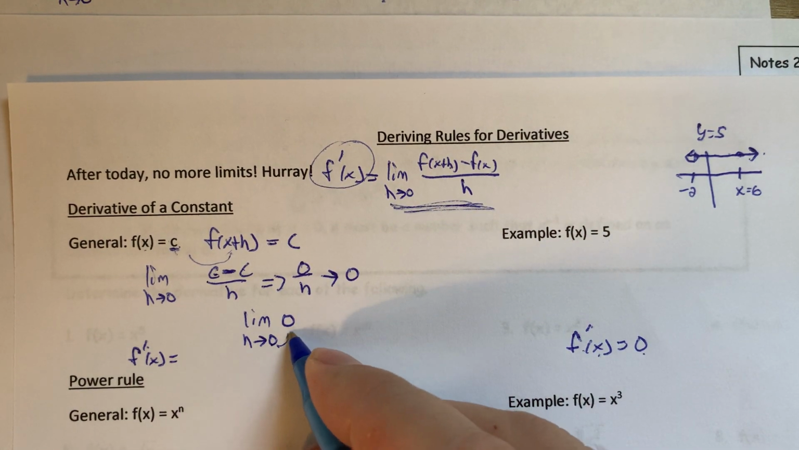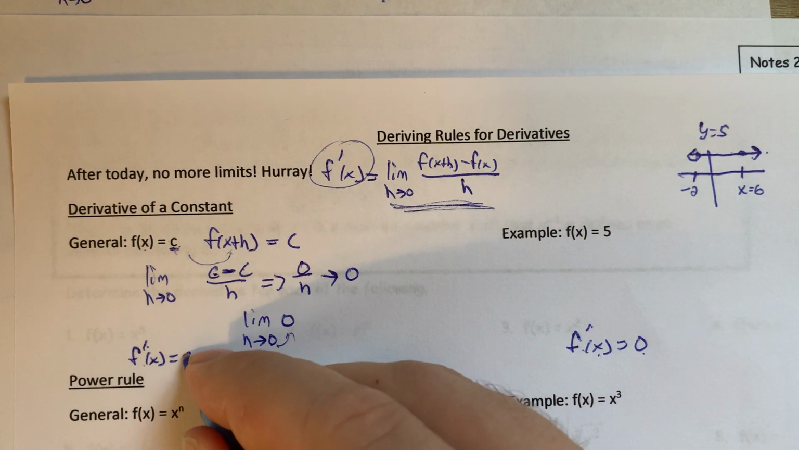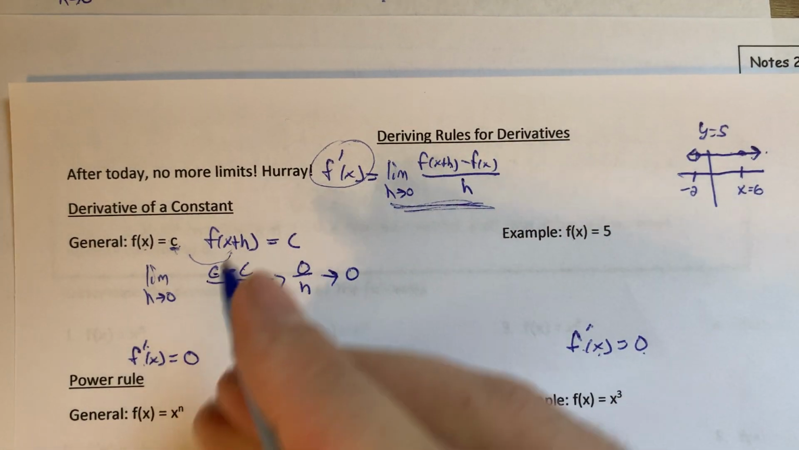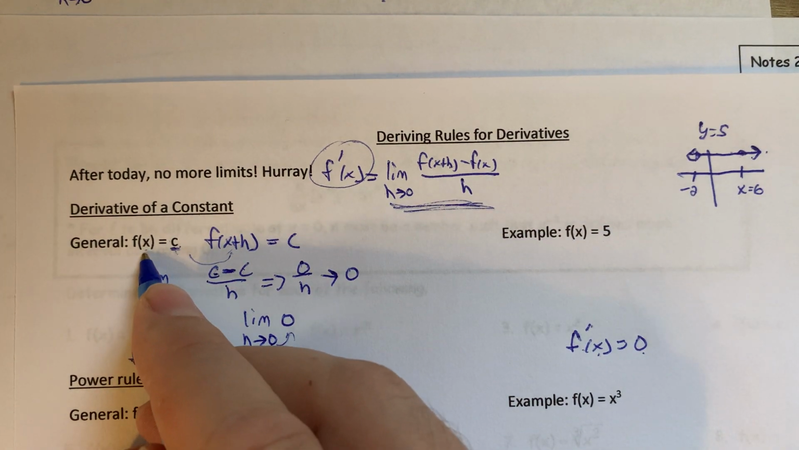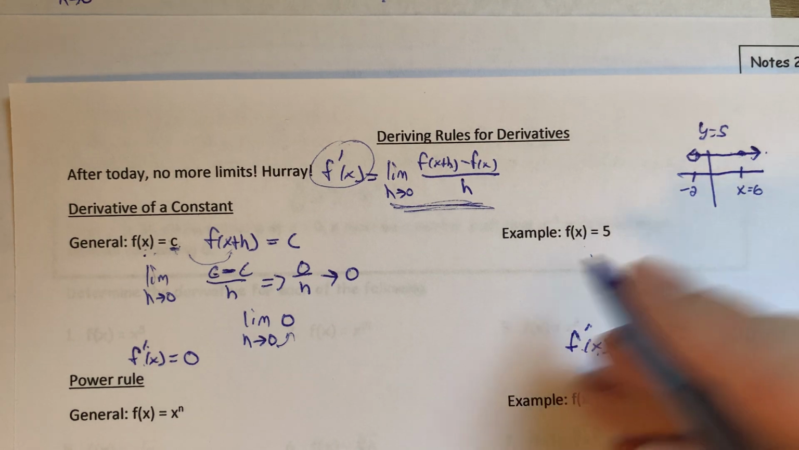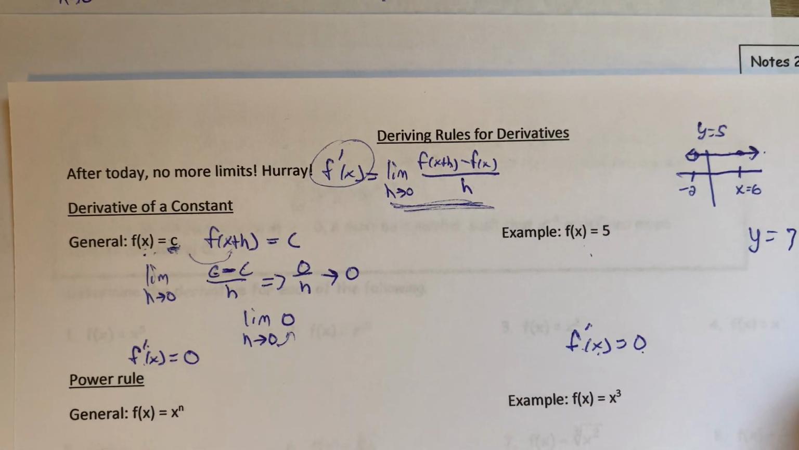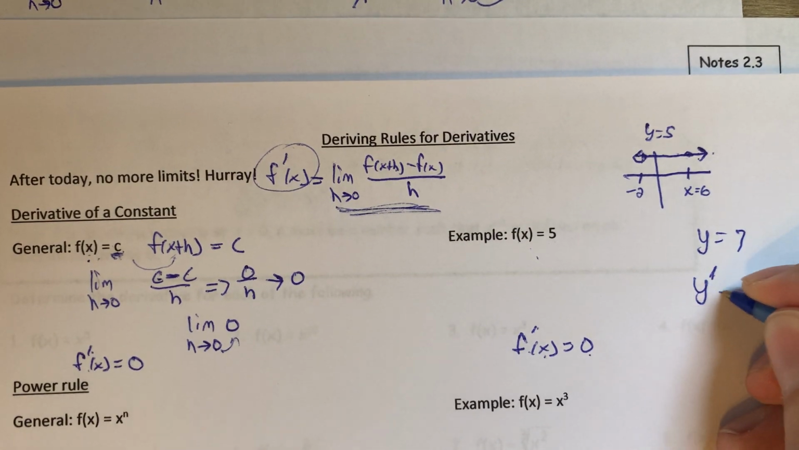And that's just direct substitution. There are no h's. It's the constant properties of limits. And so the derivative is 0. And this tells us that for any function, for any constant function, not just this one, y equals some constant number, like y equals 7, the derivative will be 0.